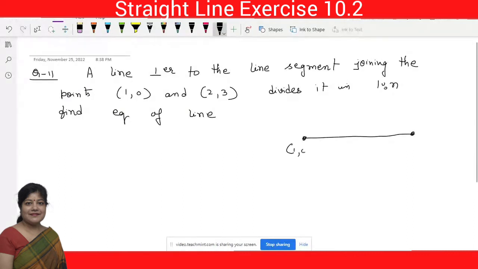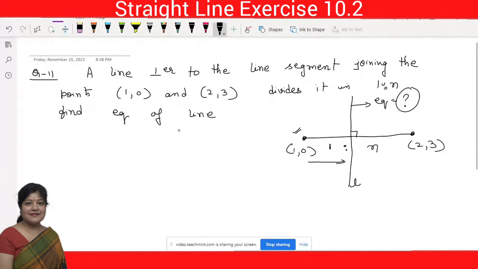Okay, (1, 0) and (2, 3), and we have a line joining these 2 points. Now there is a line which is perpendicular to this line. Understood? Yes, ma'am. And we have to find the equation of this line. But this line divides this line in the ratio of 1 is to n. Here it is 1, then here it is n. This line doesn't pass through the middle of this line.